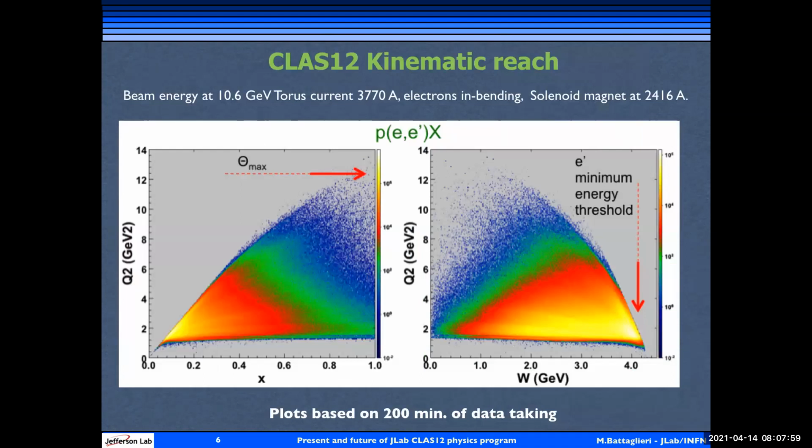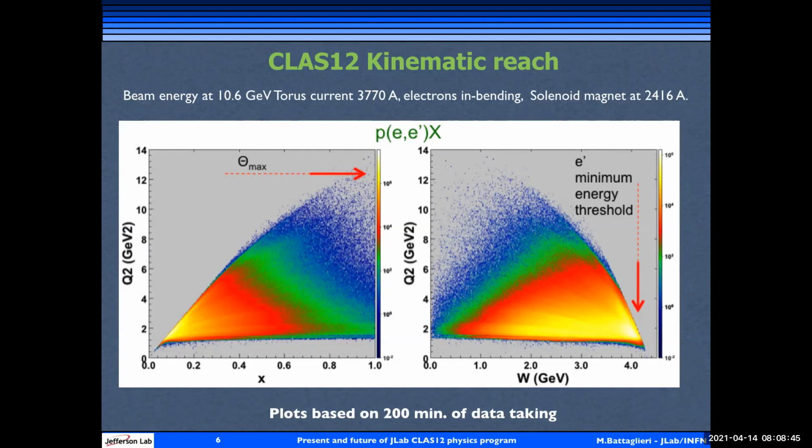Just to give you a sense of the kinematics covered by the detector, here is Q-square versus X, or if you prefer Q-square versus W, covered by a standard run at 10.6 GeV with a standard torus current. Obviously, you can change the configuration a little bit, in particular changing the torus polarity. You can access large angle electrons rather than the standard ones, going to different combinations of angles covered by electrons going towards the beam line or in the opposite direction. In this case, this is for what we call in-bending, for the electron going in-bending.